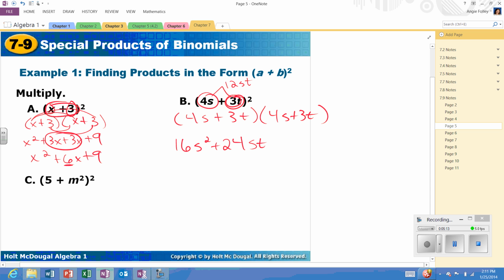And then the last term is just the last term squared, so plus 9t squared. So you have to square that whole thing. If you don't like this, again, you can FOIL, okay, if you don't like the shortcut. All right, so let's do the last one.